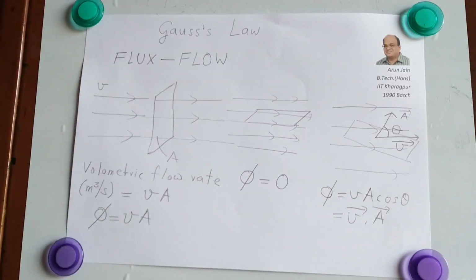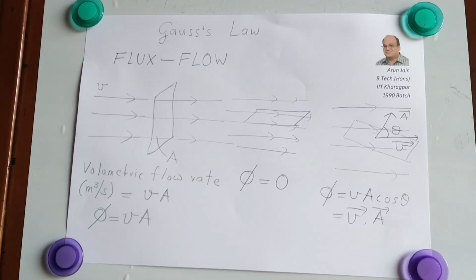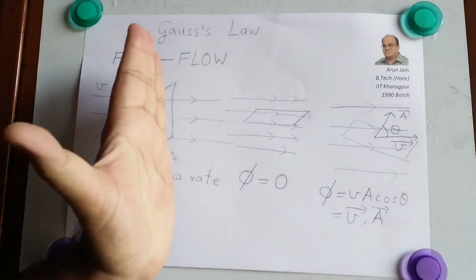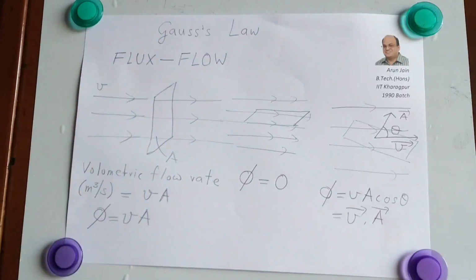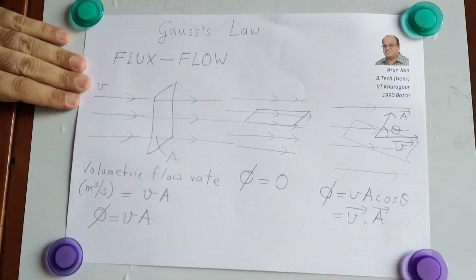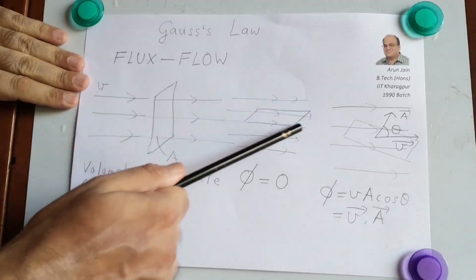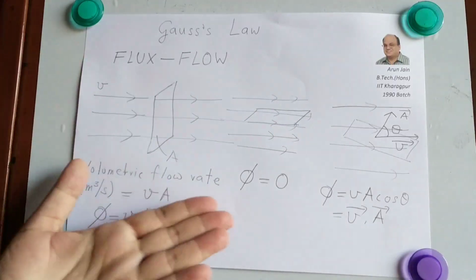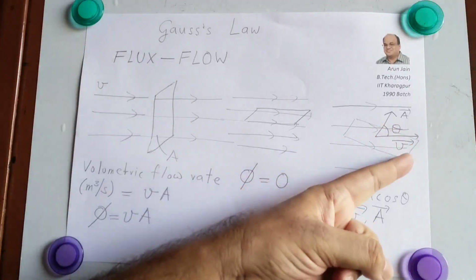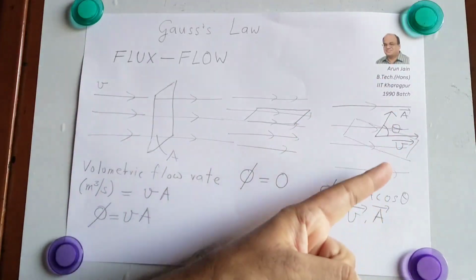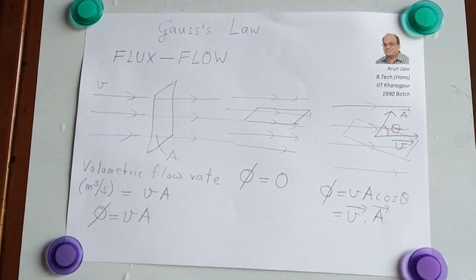So this is the meaning of air flux. How much air is flowing through a surface? If the surface is perpendicular to the air flow, then the flux is VA. If the surface is horizontal here, then the flux is 0. And here, if the area vector is making an angle theta with V vector, then it is VA cos theta.